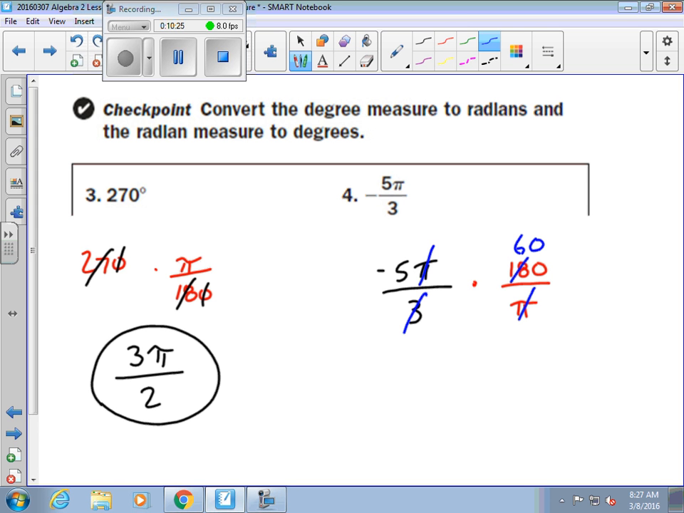So we wind up with something that says negative 5 times 60. Notice the pi's are going and the 3 at the bottom is going. Negative times a positive is going to be a negative. 5 times 6 we know is 30. So 5 times 60 is 300. You just add a 0. So negative 300 degrees for that one. Again, that's converting degrees to radians and radians to degrees.